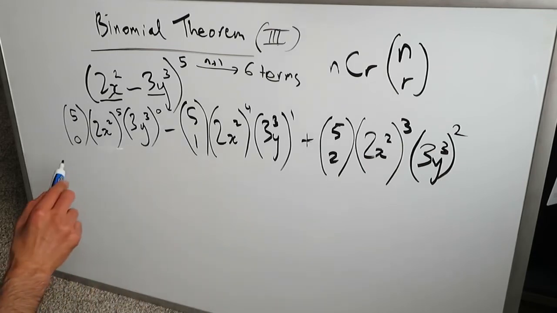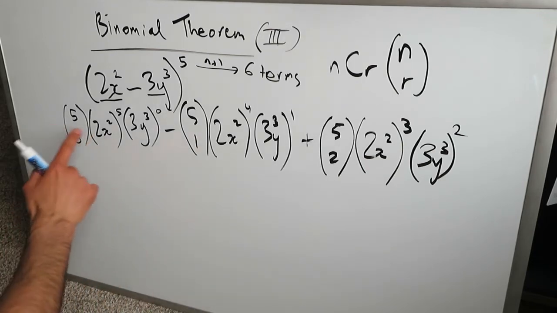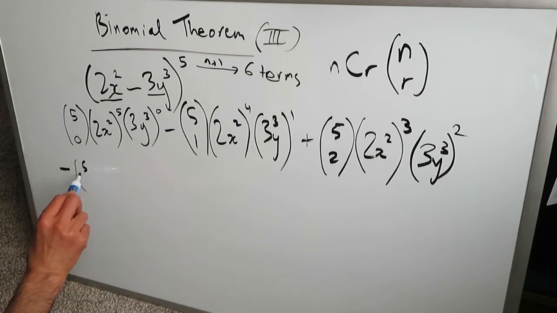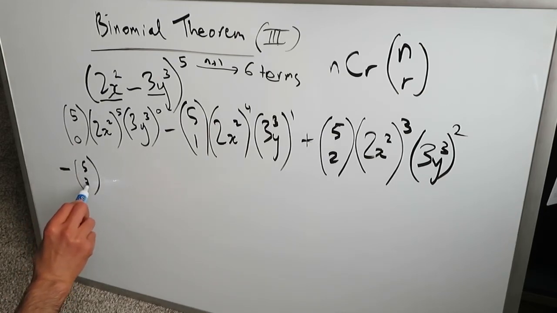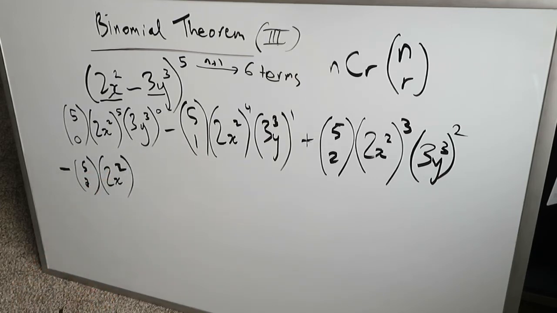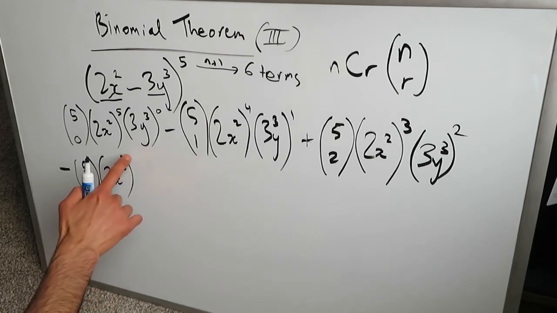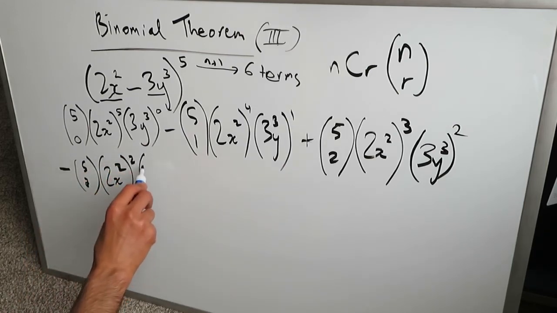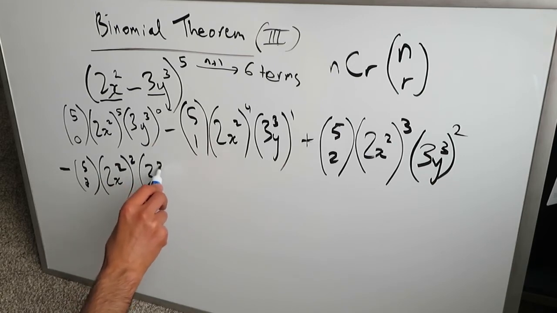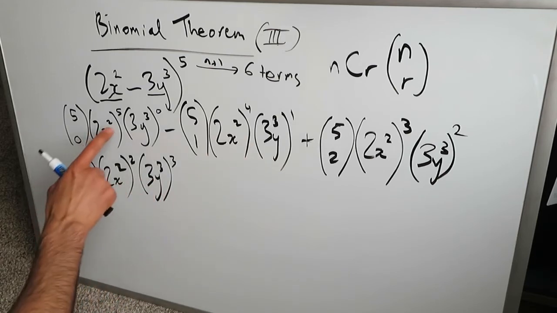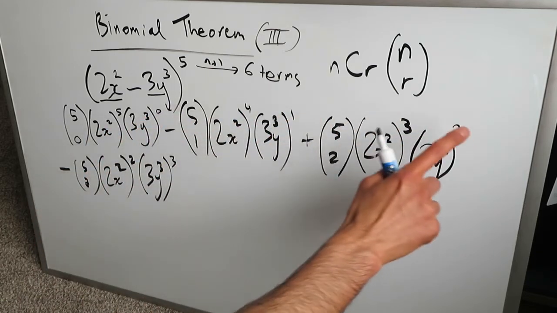Our next term is going to be a minus because it's plus, minus, plus, and then minus. Here we will have a 5 and a 3. And the a term will be 2x squared. I'm getting a little sloppy here with my handwriting, but the exponent here is n minus r. 5 minus 3 is a 2. And then this b term is 3y cubed to the power of r, which happens to be a 3. You see this r is gradually increasing from 0, 1, 2, 3.